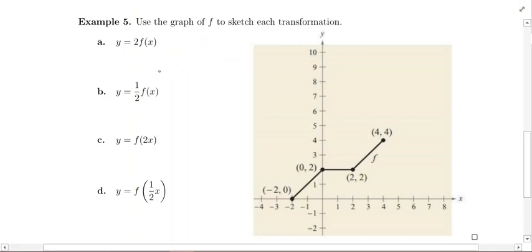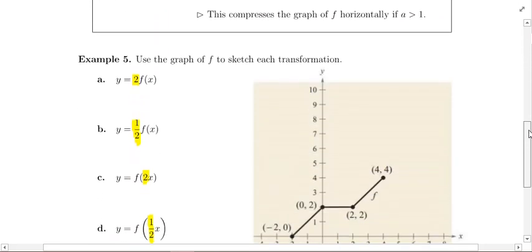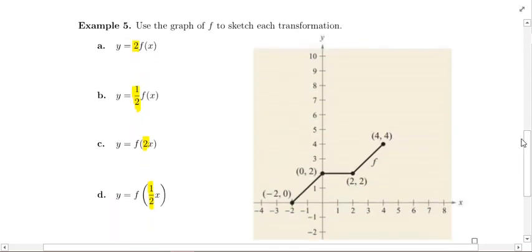Okay. All right. So what we are doing is multiplying by a number. Here we're multiplying by 2. Here we're multiplying by 1/2. Here we're multiplying by 2. And here we're multiplying by 1/2. It is happening in a couple of places. In parts A and B, the number is being multiplied on the outside. And then in parts C and D, the number is being multiplied on the inside of the parentheses. So when you're multiplying by a number, that is indicative of a vertical or horizontal stretch or compression. So we're just going to talk about which situation is which equation.